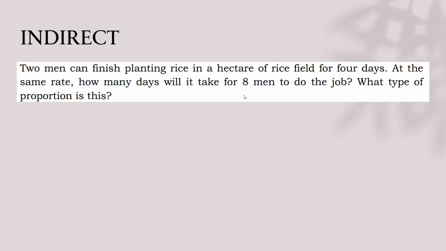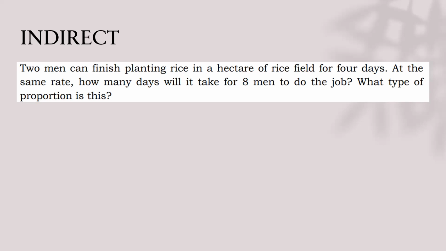Paano natin malalaman ng indirect? Pag sinabi natin indirect, kapag tumaas ang isa, bababa ang isa. Katulad nito: 2 men can finish planting rice in a hectare of field in 4 days. At the same rate, how many days will it take 8 men to do the job? Kung ang dalawang lalaki ay kayang tapusin ang trabaho sa 4 na araw, sa parehong bilis, ilang araw matatapos ng 8 lalaki?